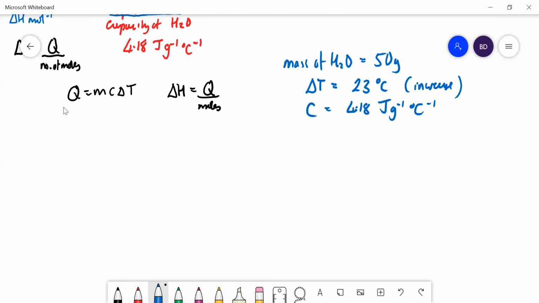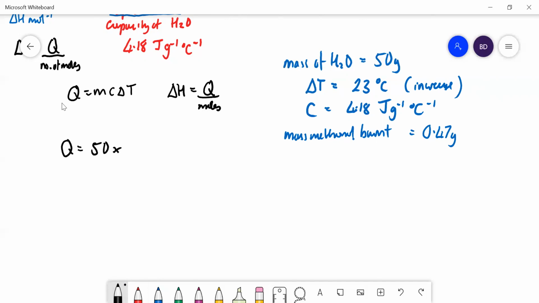And the mass of methanol burnt, and remember we did that by weighing the burner before and after, was equal to 0.47 grams. Put the numbers in, see what we get then. Q is equal to 50 times 4.18 times 23. That's equal to 4,807 joules.